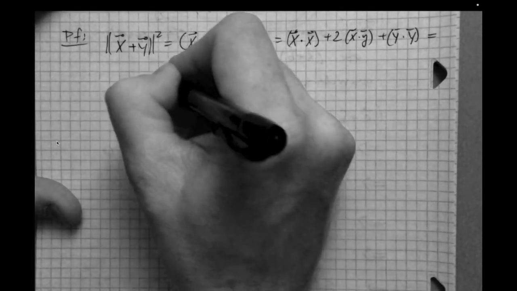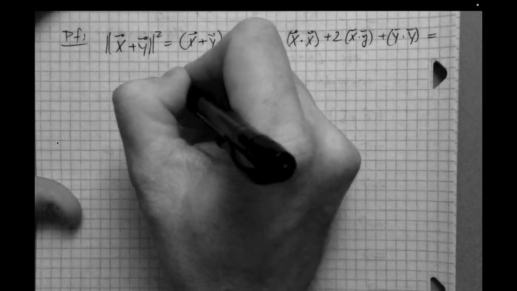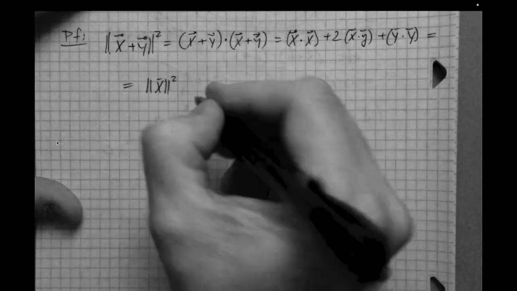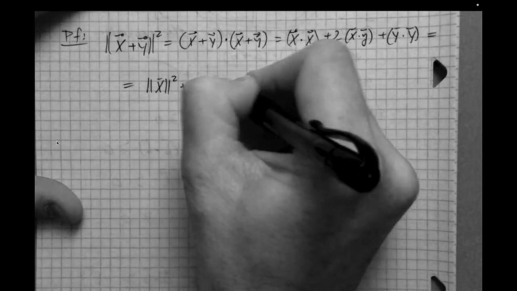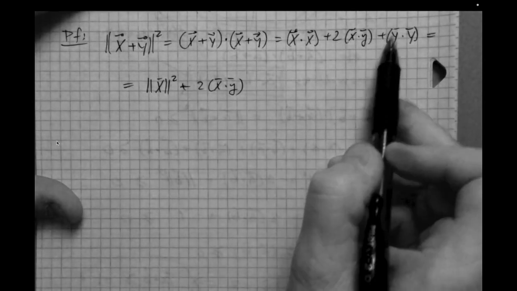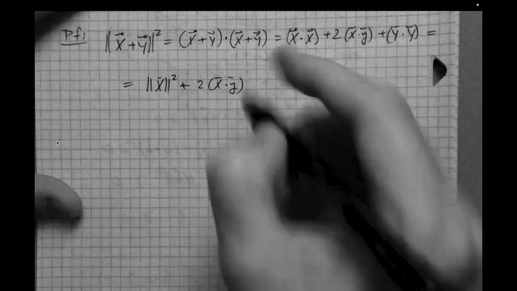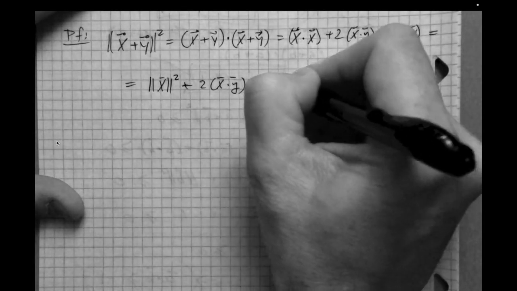And we know that x dot x is the same as the norm of x squared, and this is still plus 2 x dot y. And then on the other side, y dot y is the same as the norm of y squared.